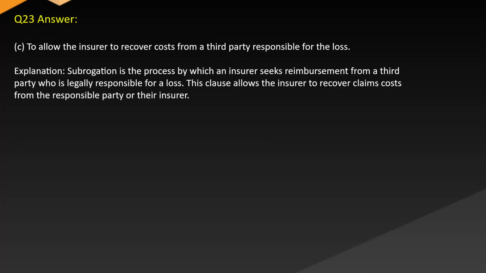Answer: C. To allow the insurer to recover costs from a third party responsible for the loss. Explanation: Subrogation is the process by which an insurer seeks reimbursement from a third party who is legally responsible for a loss. This clause allows the insurer to recover claims costs from the responsible party or their insurer.